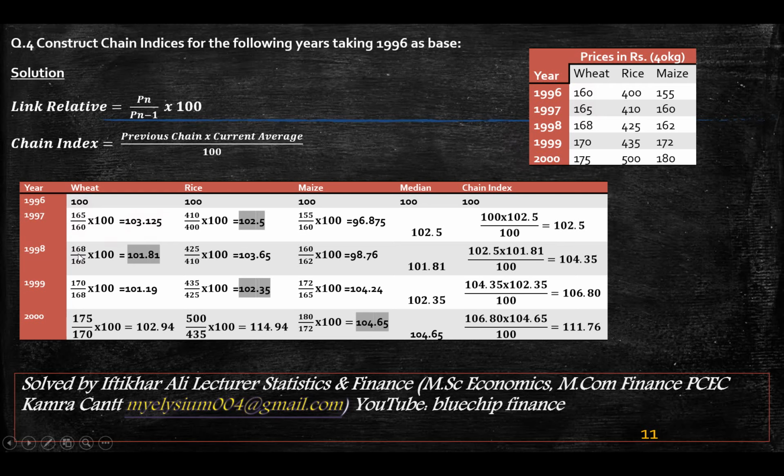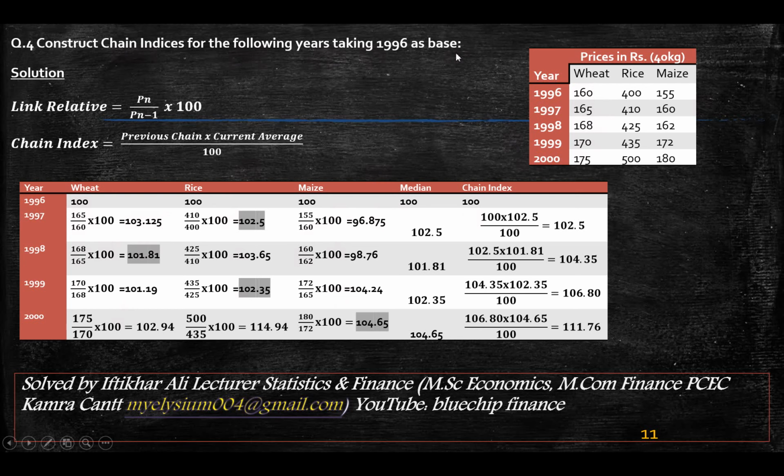So 165 divided by 160 multiplied by 100 is 103.125. And after that, for 1998 it will be 168 divided by 165 multiplied by 100. For 1999 it will be 170 divided by 168 multiplied by 100, and so on. Similarly, in the same way we calculate the link relatives for rice, maize, and after that we calculate the average.